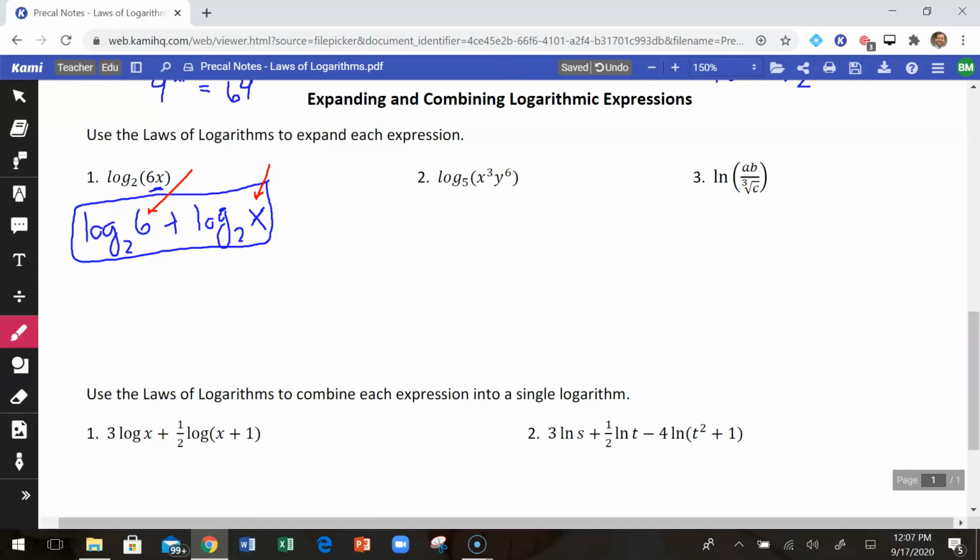You don't want a product or anything with an exponent or anything like that. So we're done with that one. Second one, log base 5 of x to the third y to the sixth. Again, x to the third y to the sixth means a product of those things.